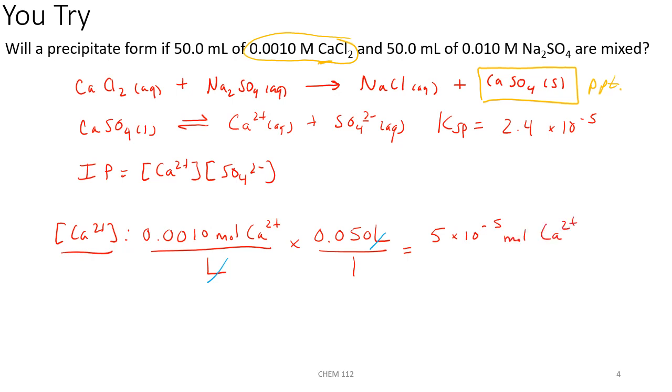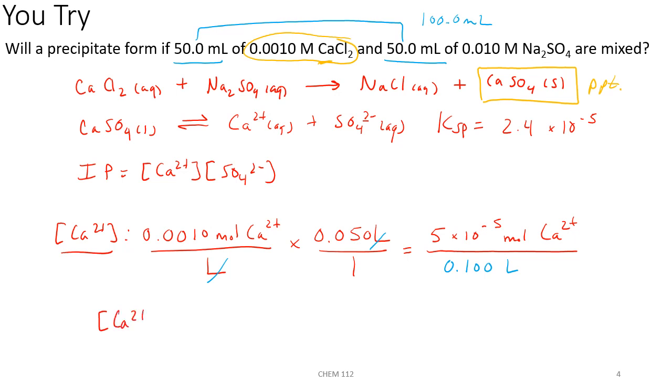To get the concentration, we now have to divide by the total volume in liters. So we had 50 milliliters of one solution and 50 milliliters of another. We have a total of 100 milliliters. So we're going to divide by 0.100 liters to get the concentration. So our calcium ion concentration in our new solution comes out to being 5 times 10 to the negative fourth molar.